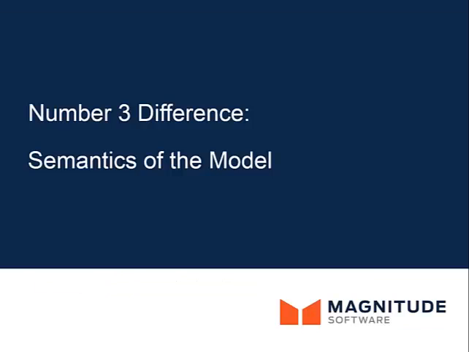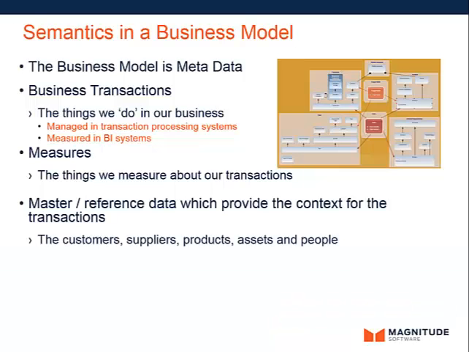Okay, so what is the third difference? Well, the third difference is that there are a lot of semantics built into the business model. So let's compare these. The business model itself is metadata. It's defining the structure. But then within the business model, we have three things.